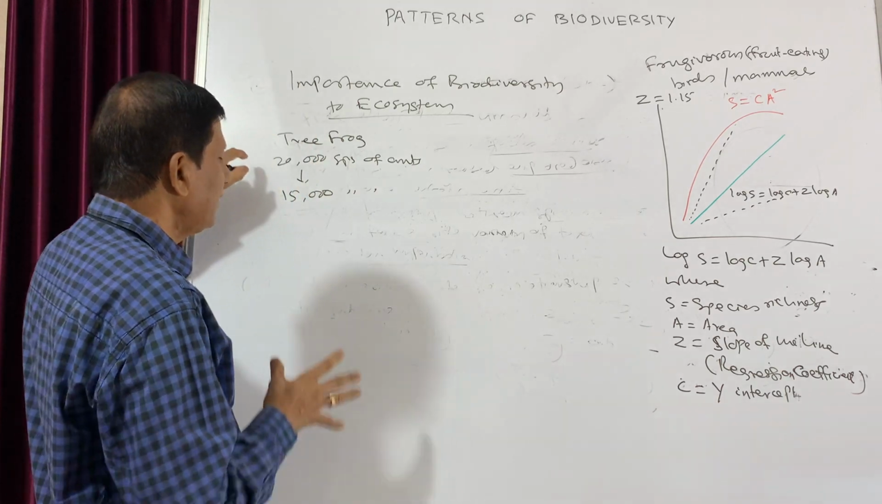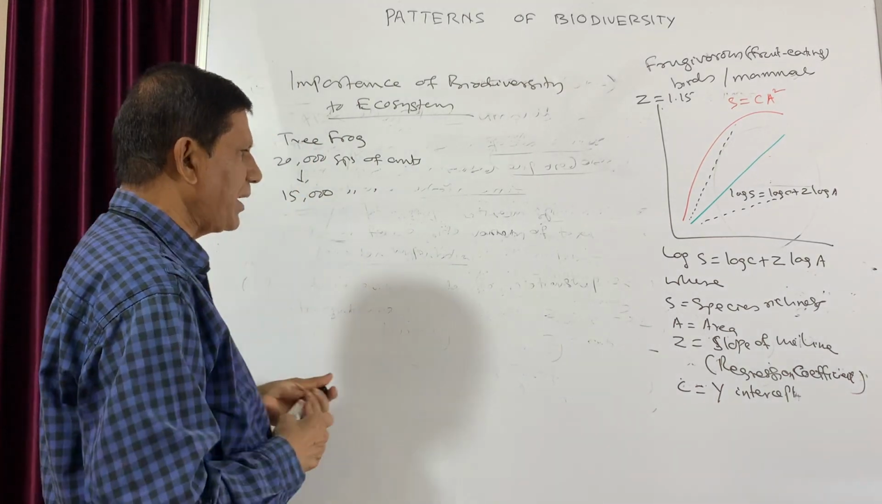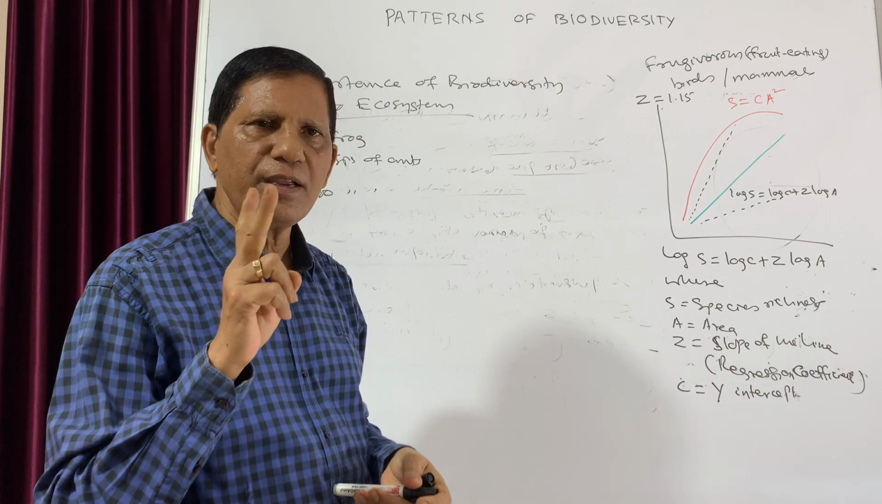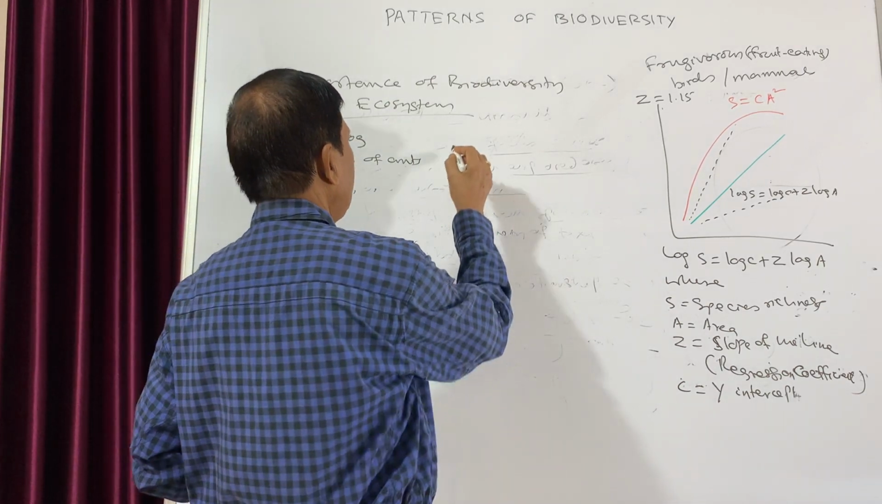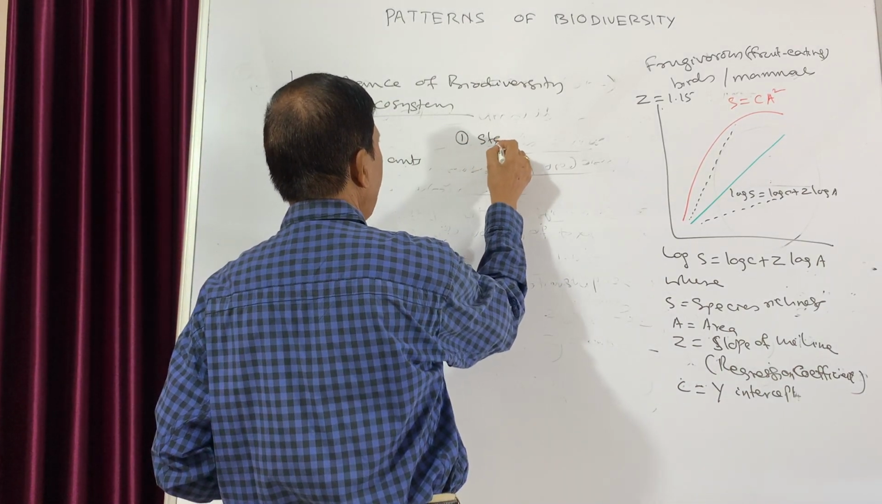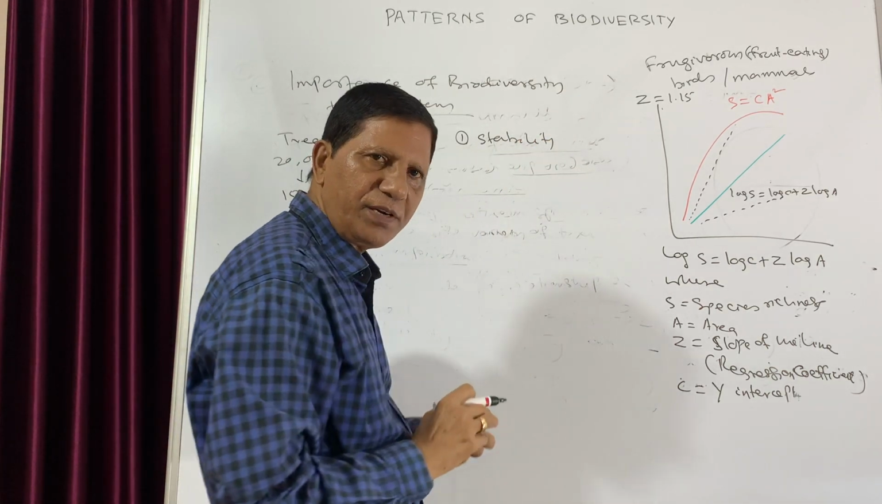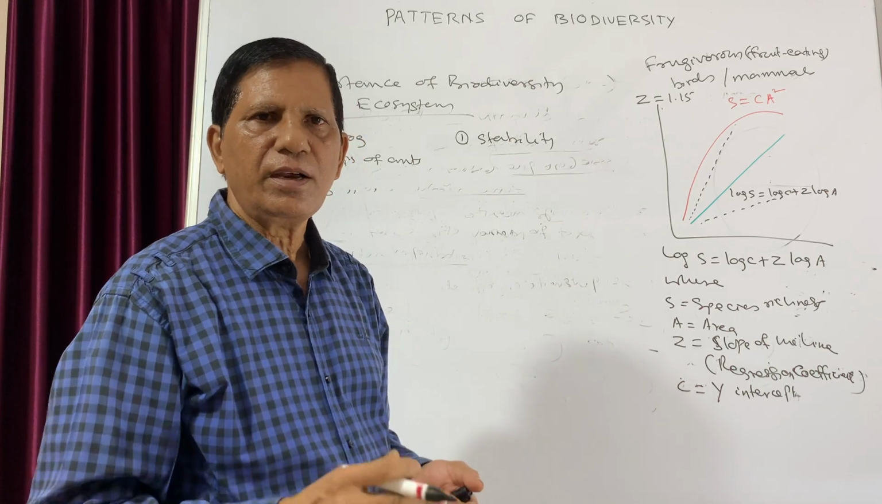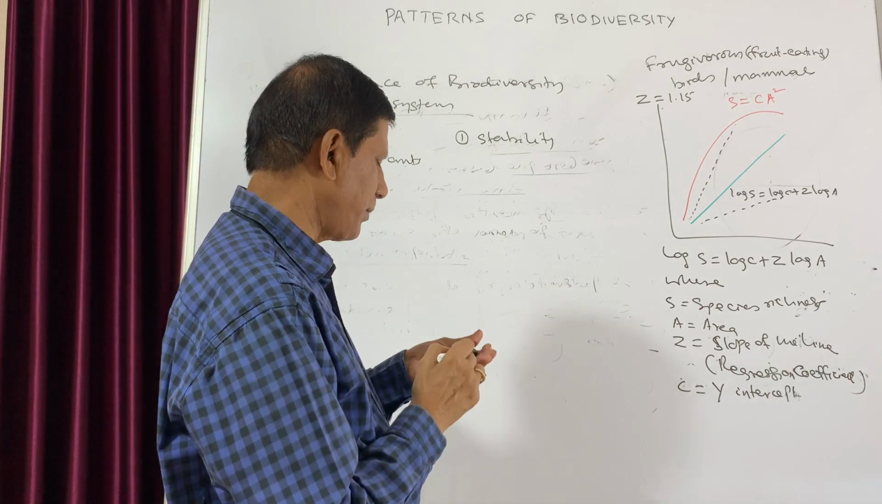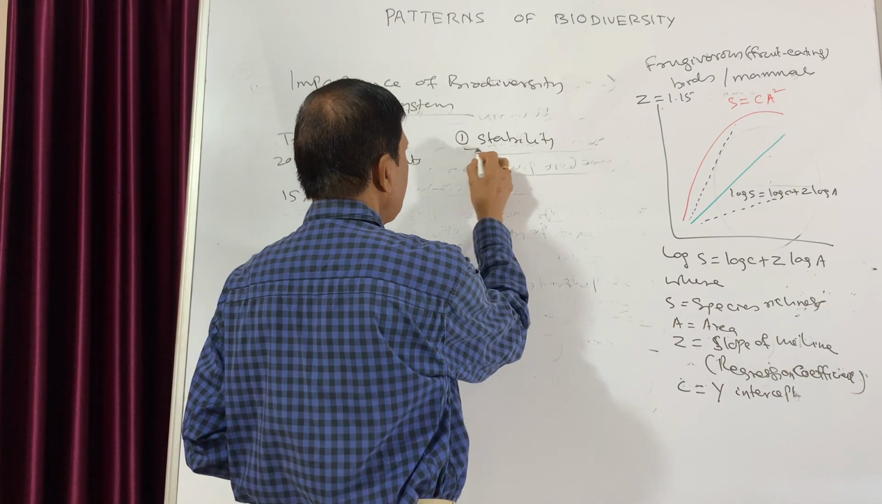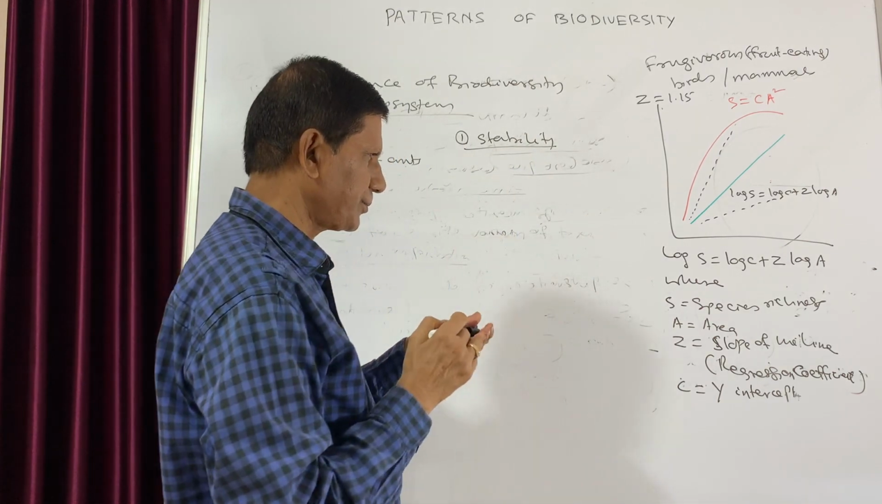And with respect to its importance, there are three importances. Number one is stability, number two is productivity, and number three is ecological health. We'll discuss one by one. So let us discuss first, this first point is stability.